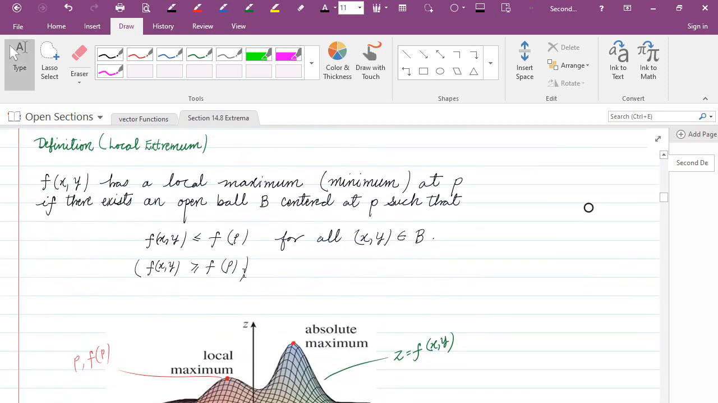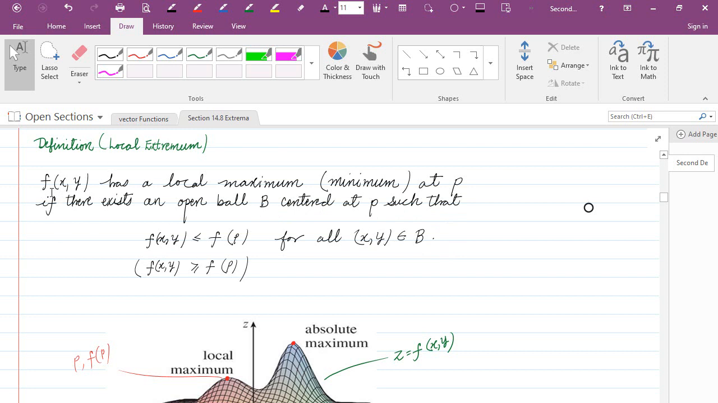Now we say that f has a local maximum at the point P if there exists an open disk or a ball centered at P such that f of P is greater than f of x, y for any x, y in B.